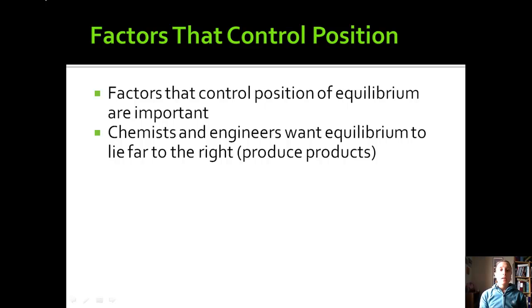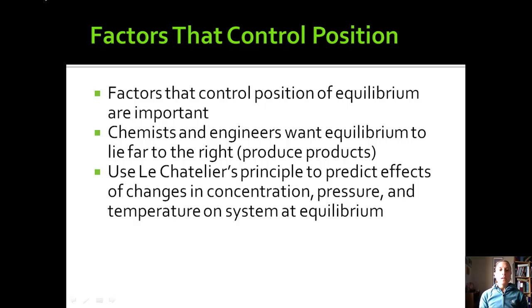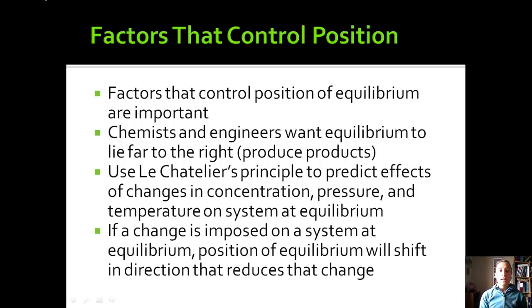in your reaction. If you work in a chemical process or as an engineer, usually we're trying to produce things, so we want equilibrium to lie really far to the right. We want to produce products. So we can look at factors that affect position. We can manipulate the position to produce the products we want. So we use Le Chatelier's principle to predict the effects of changes in concentration, pressure, and temperature on the system at equilibrium. So we're going to look at those three things.